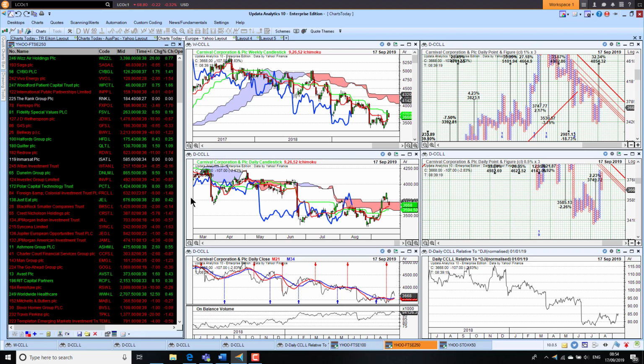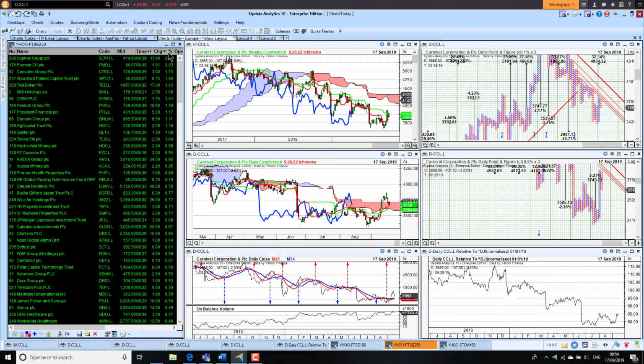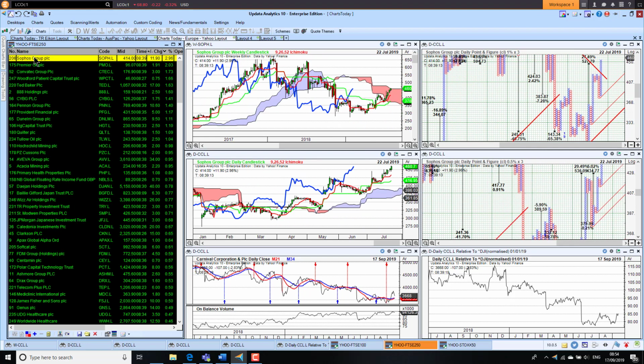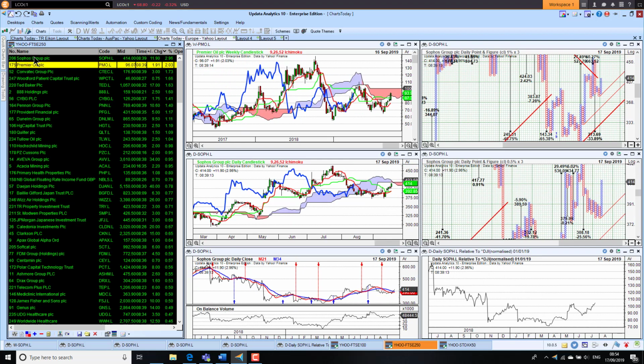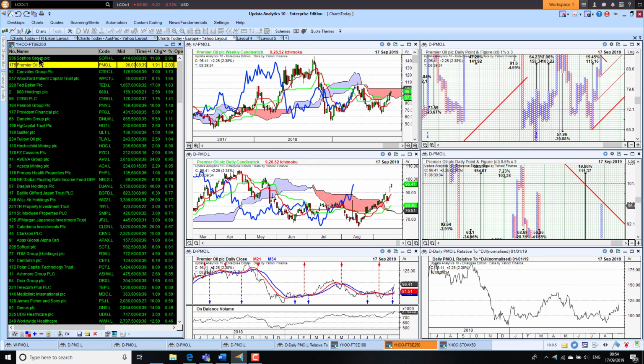And this chart just starting to try and get above the cloud, but then falling away again this morning, down 3%. Looking at the 250 now in the UK, we've got Sophos Group. They're up nearly 3%, and Premier Oil, their rise continues off the back of that oil price rise yesterday, looking much better on that medium-term chart now.